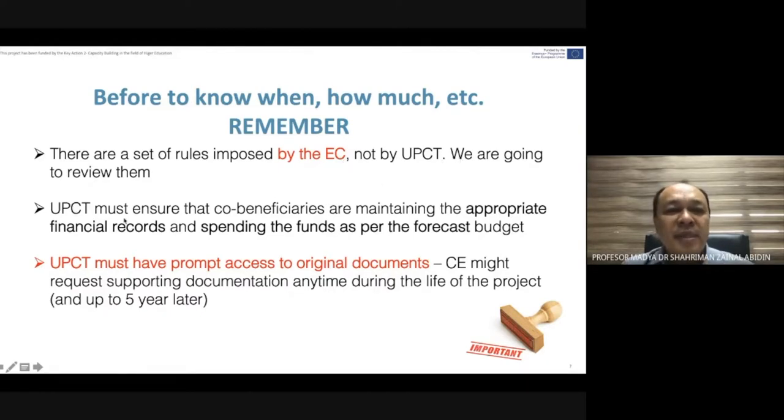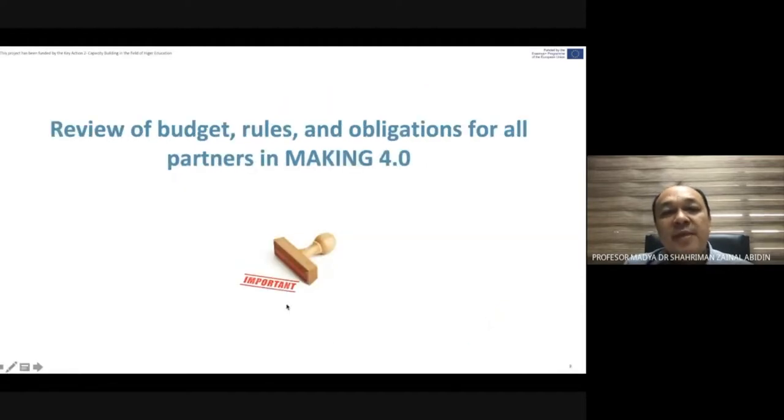And then UPCT must ensure that co-beneficiaries are maintaining appropriate records of funds spent as per the budget. Meaning the coordinator must make sure we receive the budget. And UPCT must have prompt access to the original documents. That is why we have this Google Drive. And then we need to keep all the documentation up to 5 years after the project is completed. We cannot throw it away. We need a Google Drive that can store it.